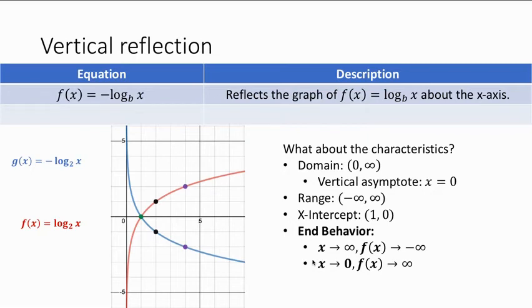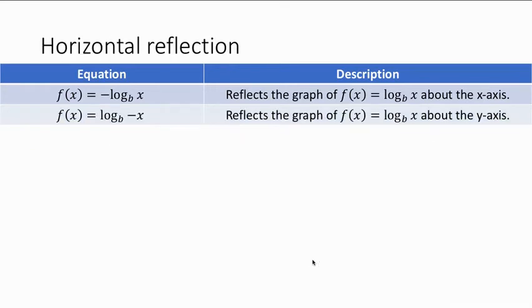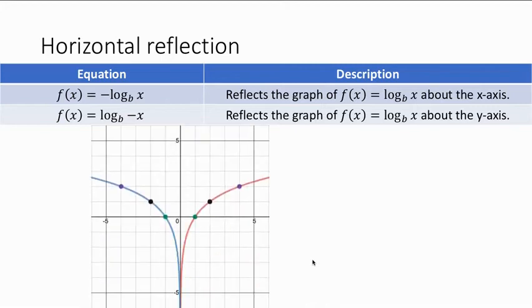How about a horizontal reflection? This would be if I had something like log base b of negative x. This is going to reflect the graph about the y-axis, or it's going to flip it left and right. It's going to reflect it horizontally. That would look something like this.